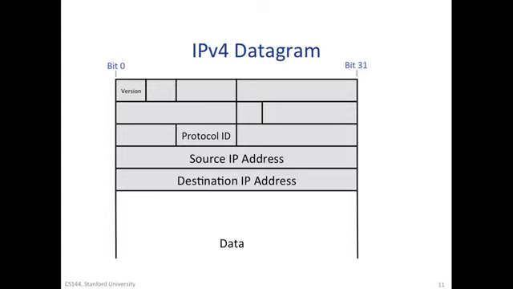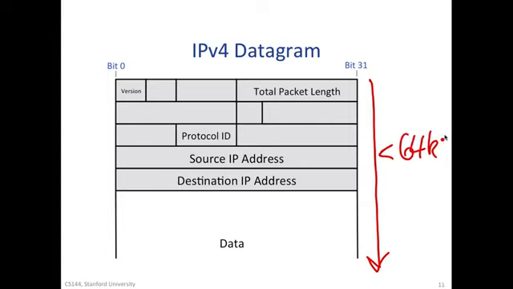The next field is the version. So today this would most commonly be that the version equals 4, and in future it'll be common for this to be 6. The total packet length tells us how long the packet is, right from the beginning all the way through to the end of the data, and this has to be less than 64 kilobytes.